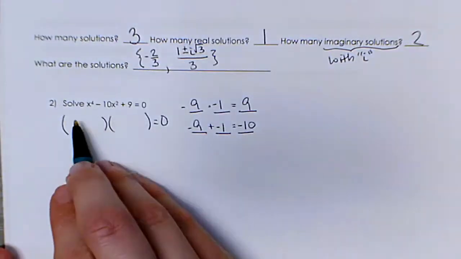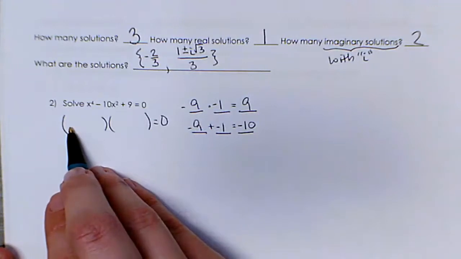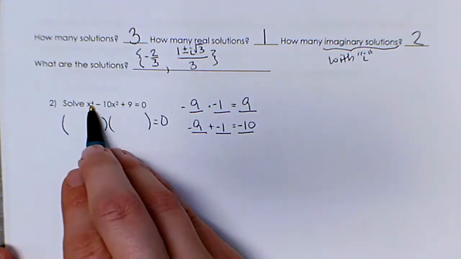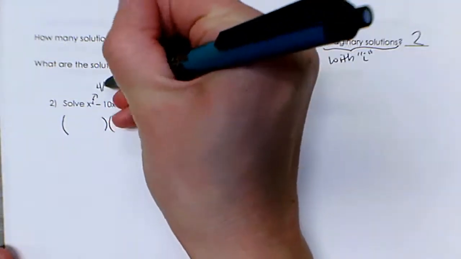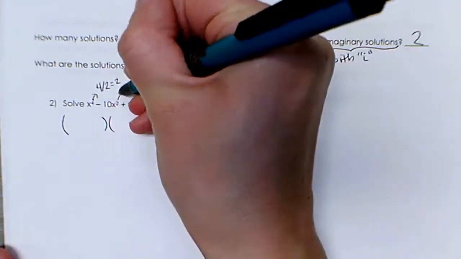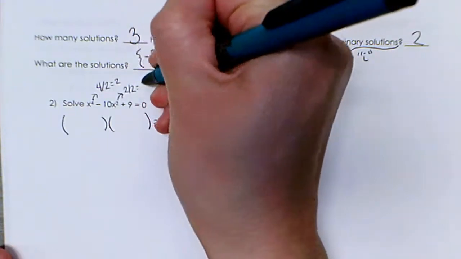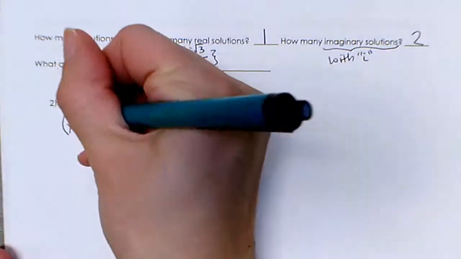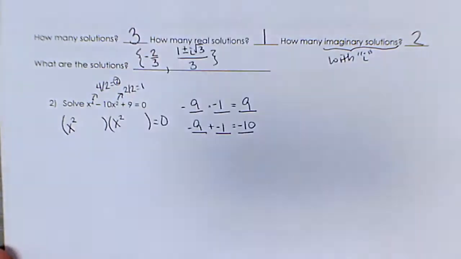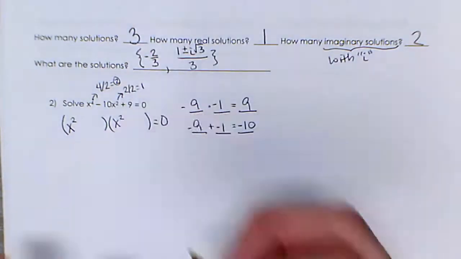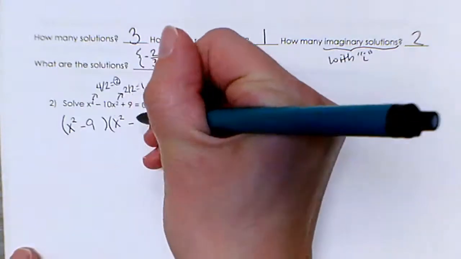Now, of course, this isn't going to just be an x. It's going to be the square root of x to the power of 4. So I'm going to kind of divide this by 2. 4 divided by 2 is 2. 2 divided by 2 is 1. So I'm going to use x squared here and x squared here, along with my magic numbers of minus 9 and minus 1.